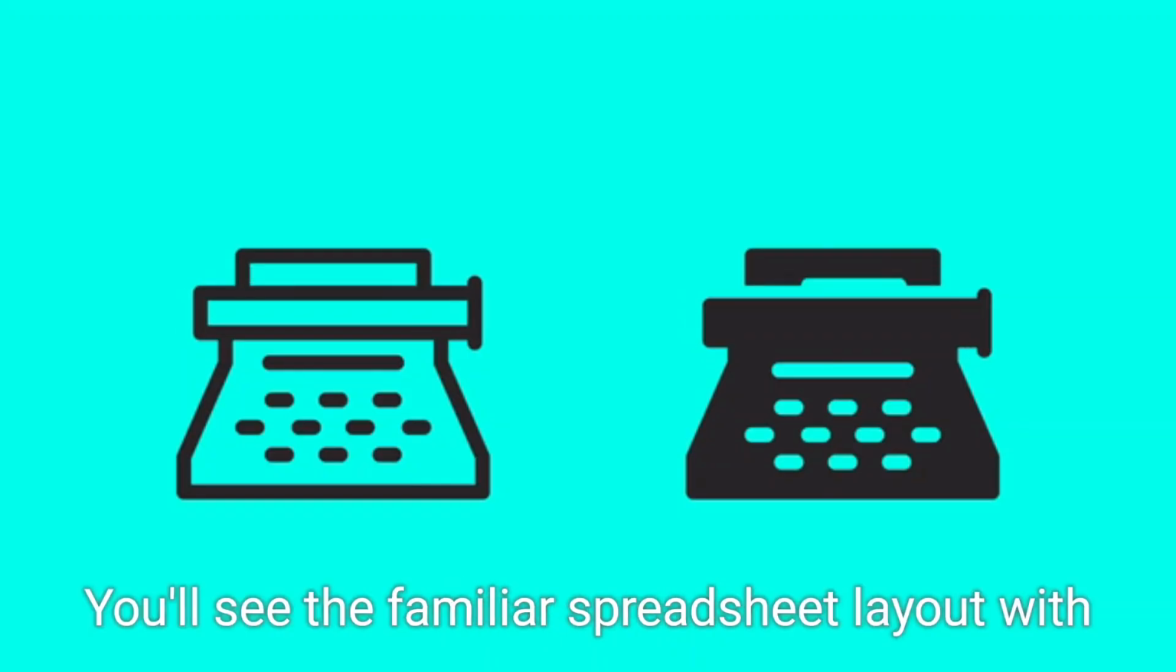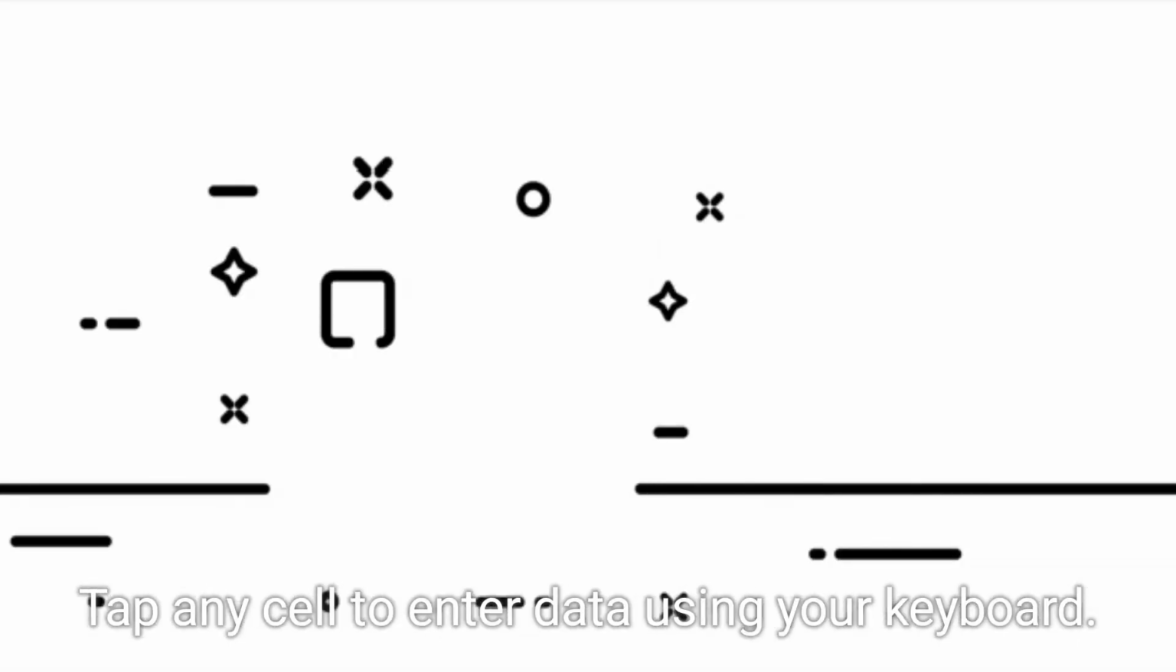When you open the app, you'll see recent documents. Now let's take a look at the option to create a new blank workbook or choose a template. You'll see the familiar spreadsheet layout with rows and columns. Tap any cell to enter data using your keyboard.